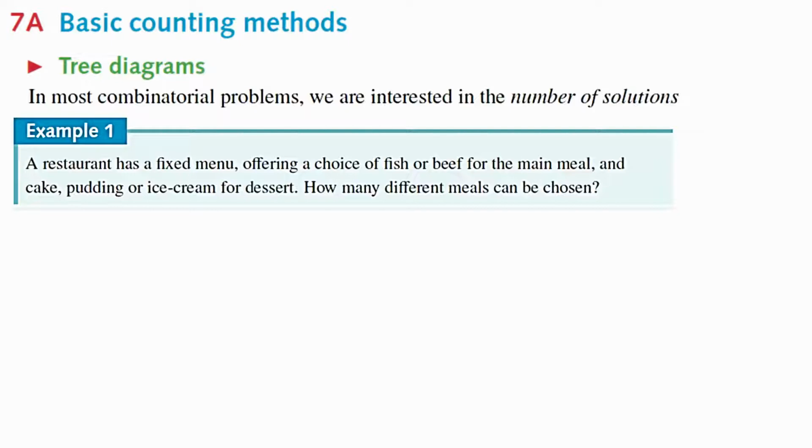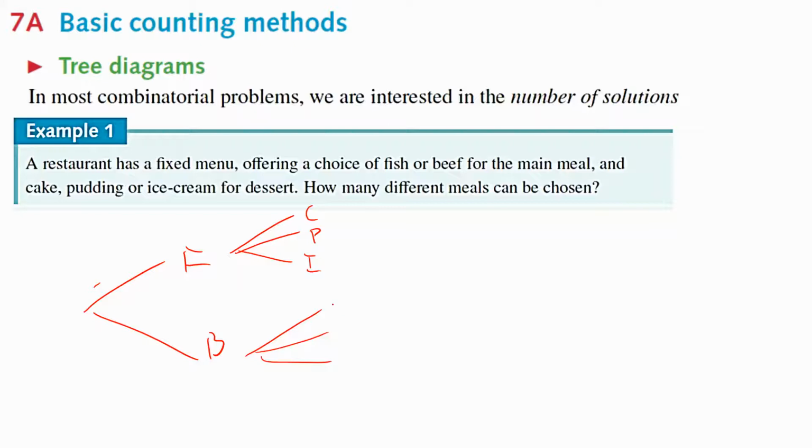6. So as a tree diagram, you can think of it as I can have fish or beef. Those are my only 2 options. I'm doing a vertical tree diagram, or you can do a side tree diagram if you want. Fish, beef. After you choose one of them, you now have 3 options: cake, pudding, or ice cream. And the same thing here, cake, pudding, or ice cream.